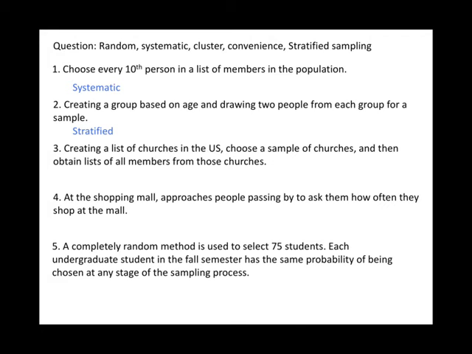Number three, creating a list of churches in the United States. Choose a sample of churches and then obtain the list of all members from those churches. So again, you create subgroups, and then you randomly pick all members from those churches. So this is going to be cluster.